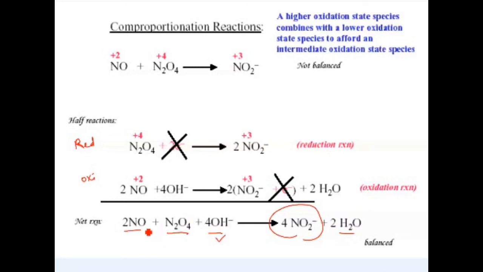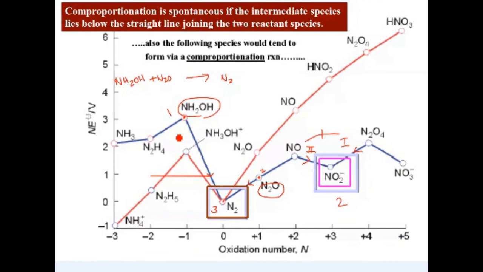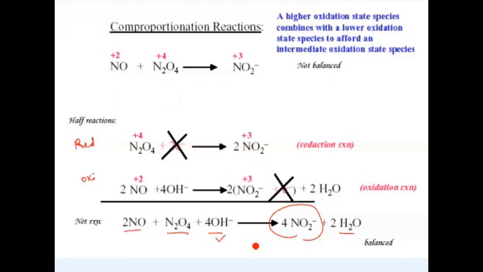So the condition here, if you see, is the basic medium. You have to remember that this is in the basic medium. So N2O4 and NO can combine in basic medium and give NO2 minus. This is what I have written in the balanced reaction. You have to write this, then only you can say this is actually a comproportionation reaction. Then if you calculate the E value, you will get an E value for this favorable reaction.